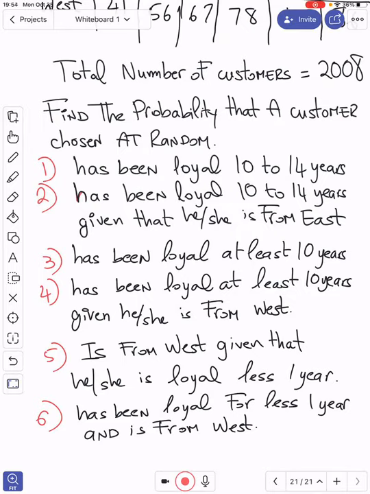So like for number two, guys, you're looking for the probability that the customer has been loyal 10 to 14 years, given that he's from the East. It means that you know that the customer is from the East. Okay, so we are just interested in customers from the East. So your sample is not all the customers, your sample is just the customers from the East, okay? So I'm going to give you 5 minutes to think about this.